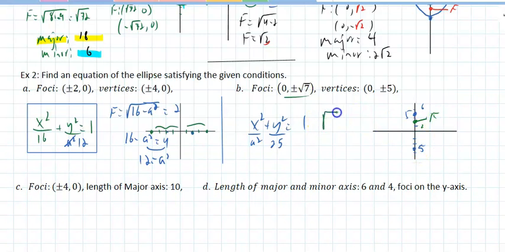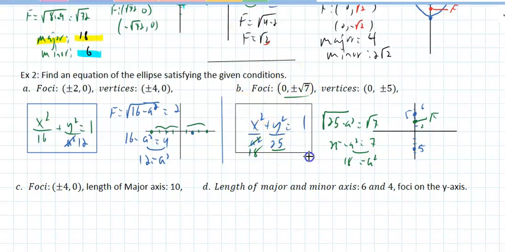So the square root of the larger minus the smaller, since the stretches along the y, this is bigger than what's underneath x, and that's radical 7. Square both sides, right? And swap those. A squared, 25 minus 7 is 18, and there's my equation for the ellipse. Again, very easy to go in this direction.